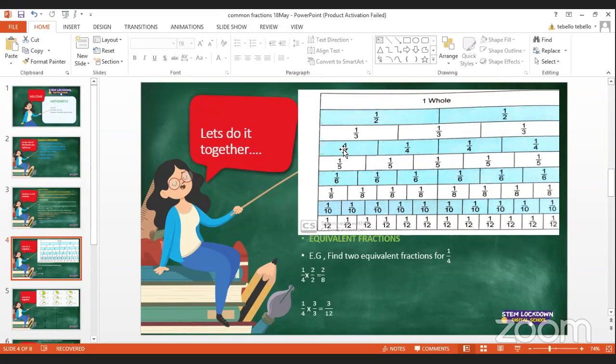It's the same, they have the same value, but they look different. To find equivalent fractions, multiply the denominator and your numerator by the same number, right? If you want to find the equivalent fractions, you must multiply your denominator and your numerator by the same number.